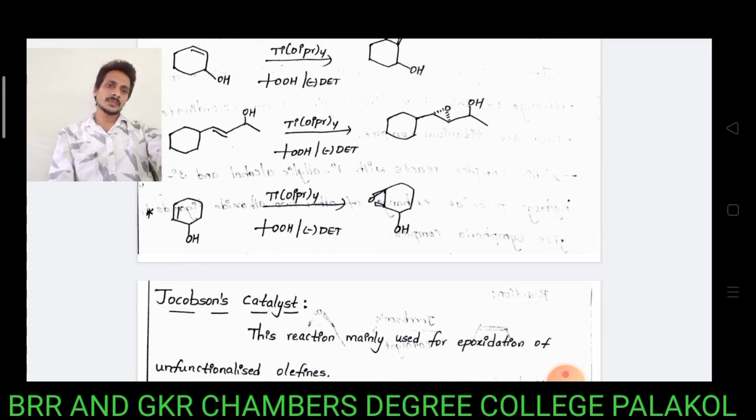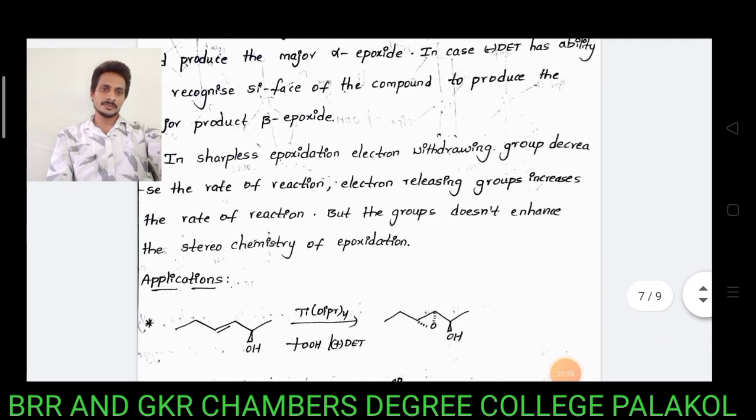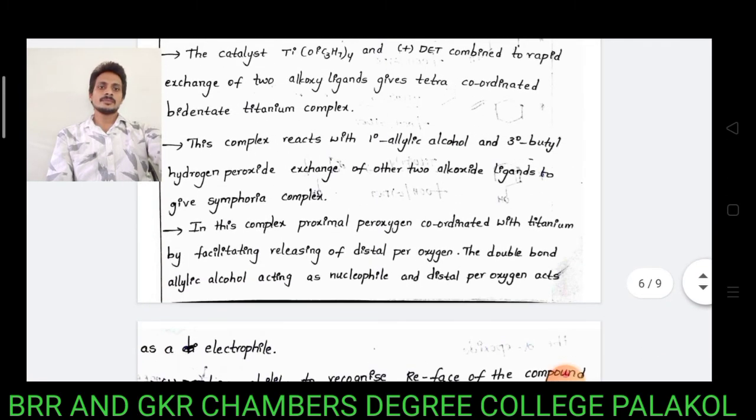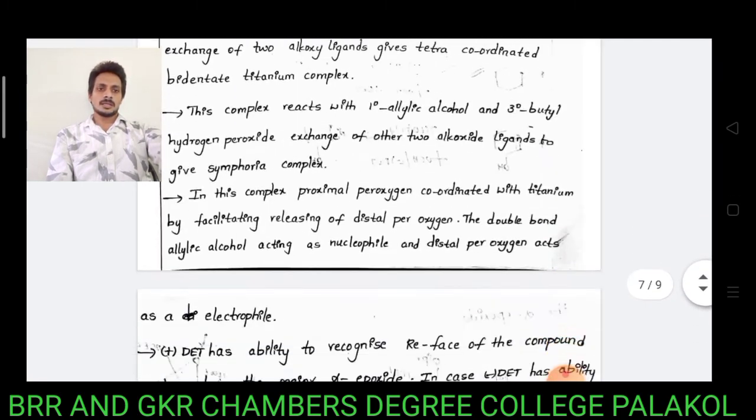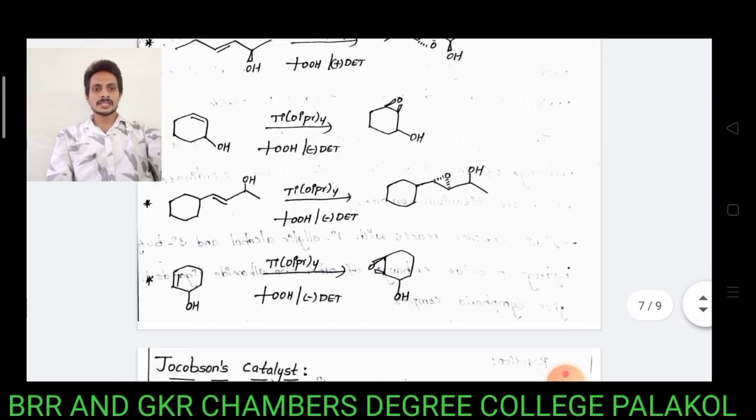In case the distal oxygen recognizes the re face, then it gives alpha epoxides. Okay, this is the Sharpless epoxidation reaction mechanism, and finally some of the applications.